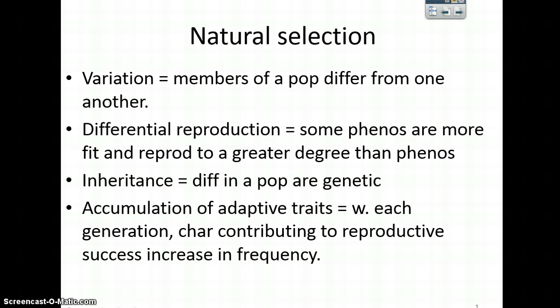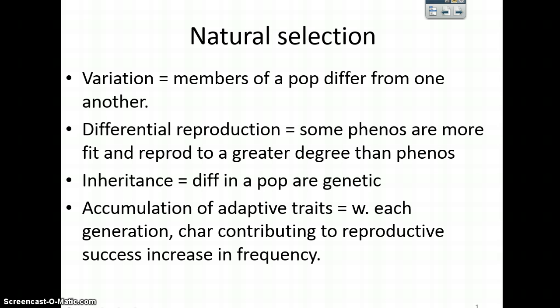Okay, we have variation. Members of a population differ from one another. So you are different from the person sitting next to you. You are different than your siblings due to variation. And when we talk about a population, we're talking about population within a species. So cardinals would be a population. Robins would be a population. Robins and cardinals cannot reproduce and have offspring, so they are of 2 different species. So when we say population, we're talking about organisms of the same species.